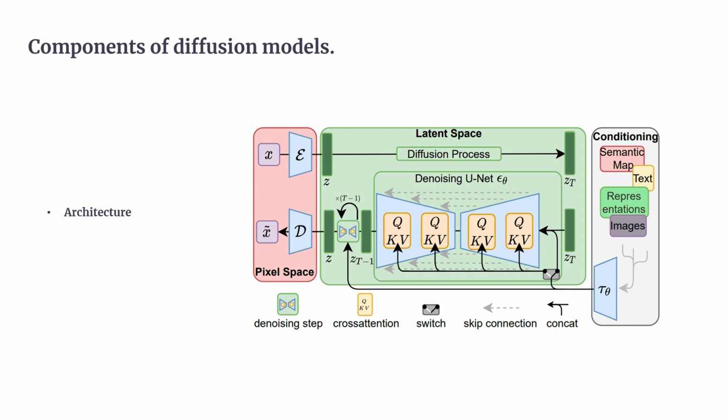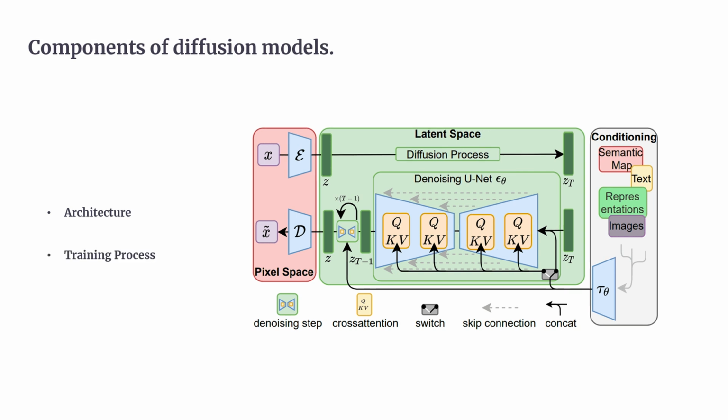4. Time embeddings. The time step t is encoded as time embeddings, which is similar to the positional encodings used in transformers. This helps the network understand how far along the diffusion process is. 5. Conditional inputs. For conditional generation, like generating images from text, additional inputs, such as text embeddings, can be incorporated using methods like cross-attention. 4th, training process.